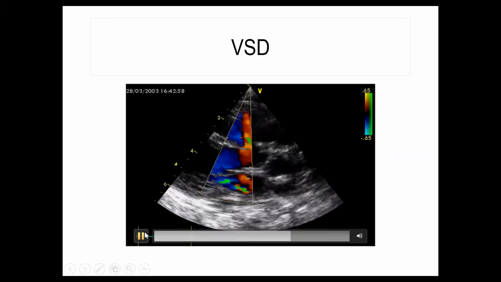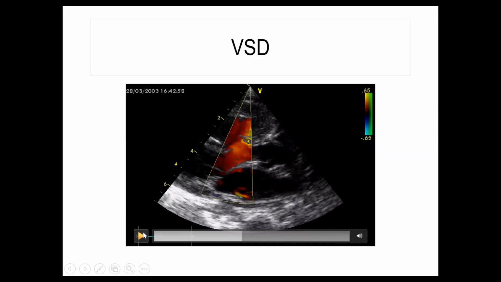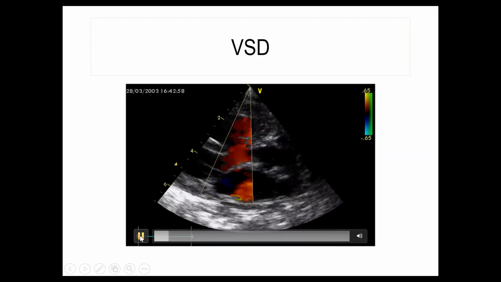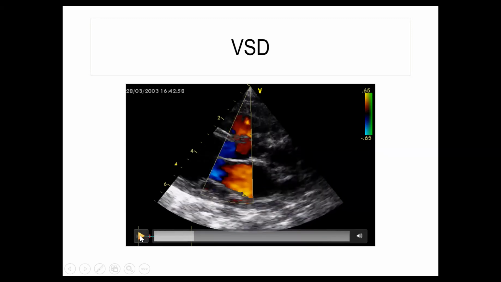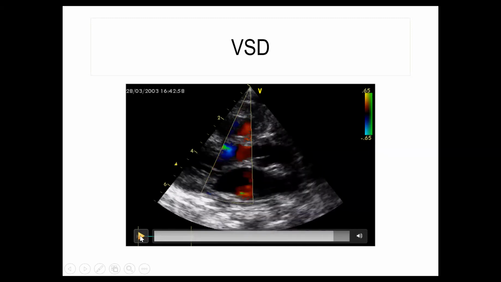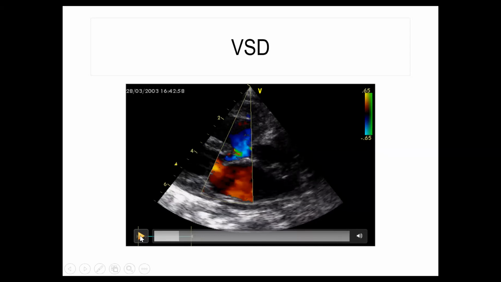Let me just hold on this picture for you. At this moment the blood is flowing from the left ventricle to the right ventricle, because it is red in color, towards the transducer. Is that clear? Yes. Now let's move further. Let me hold on that picture in blue color now. Now it is blue, showing flow from the right ventricle to the left ventricle. That's a bidirectional flow. What does it mean? It means the pressures are almost equivalent to each other.